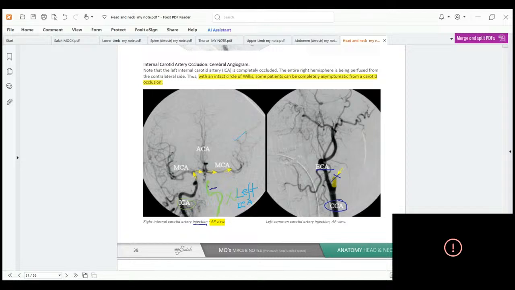But when dye was given in the common carotid artery, the dye went through the external carotid artery, and we can see the branches of the external carotid artery: superior laryngeal artery, lingual artery, facial artery, then the terminal branches like the temporal artery and maxillary artery.